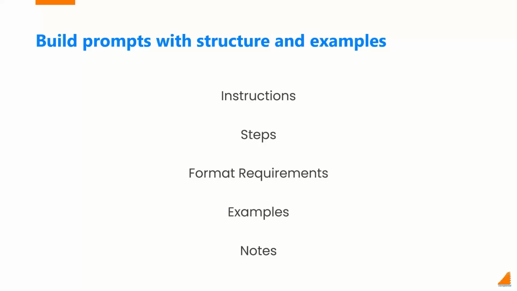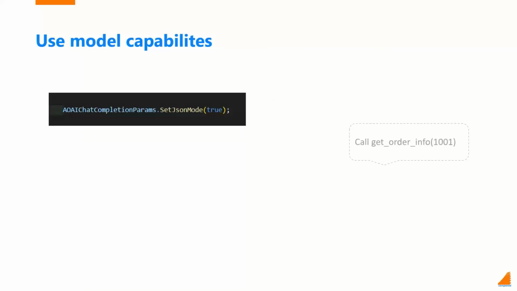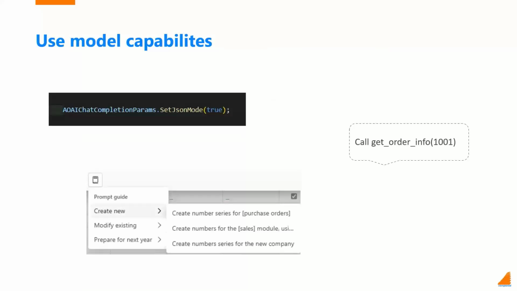How do you build a good prompt? Instructions, steps, format requirements, examples, notes. These 5 components, or get a quick start through OpenAI's Playground. Once you have a good prompt, turn it great by using JSON Mode, by realizing that there's tool calling, and teach your users how to use great prompts in a great way by giving them prompt guides.